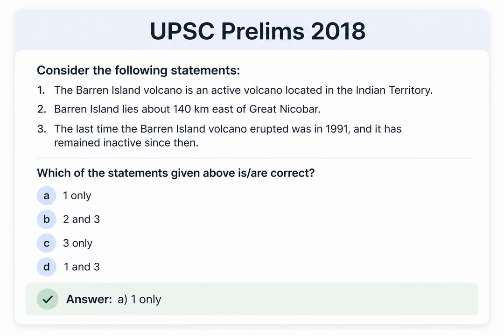In 2018, a question focused on Barren Island. Statement 1 is correct. It is the only confirmed active volcano in the Indian subcontinent. Statement 2 is incorrect because Barren Island is located northeast of Port Blair, not east of Great Nicobar. Statement 3 is also incorrect. While it did erupt in 1991, its last major eruption was actually in 2017, and it has shown intermittent activity since. Thus, only Statement 1 is correct, making the answer A.